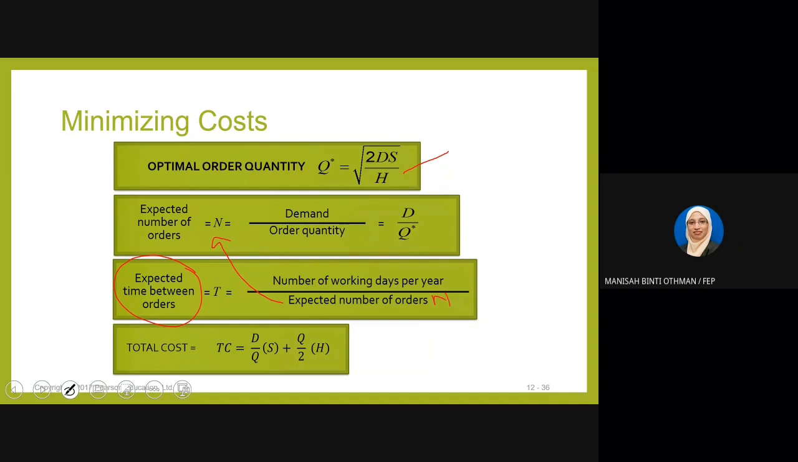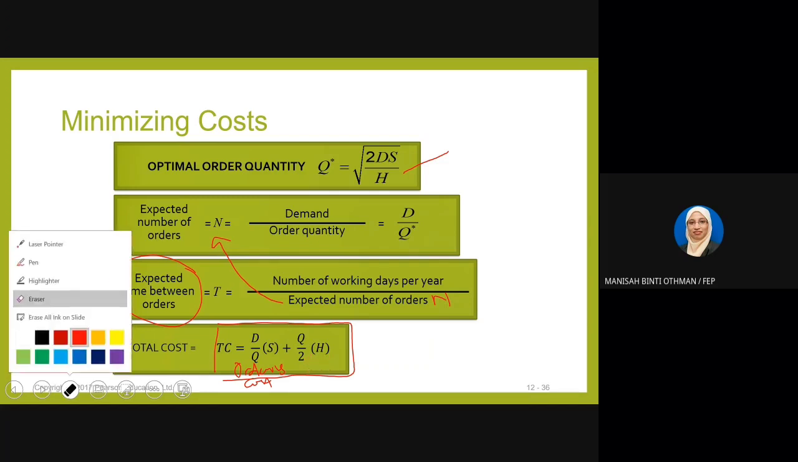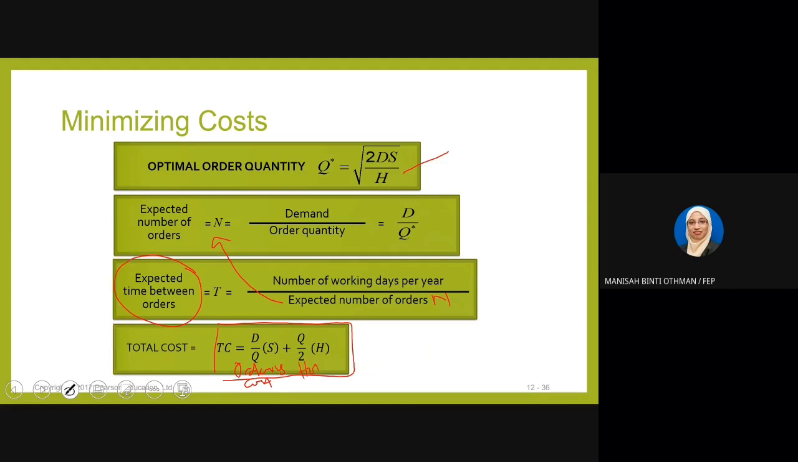And then total cost. This is the total cost from the previous slide. This is D divided by Q times S, which is the annual ordering cost, plus the annual holding cost. So total cost is the annual ordering cost plus the annual holding cost. This is a formula that is relevant in this new chapter.